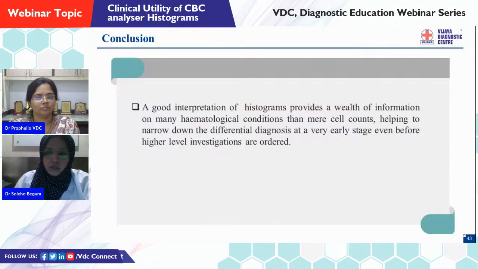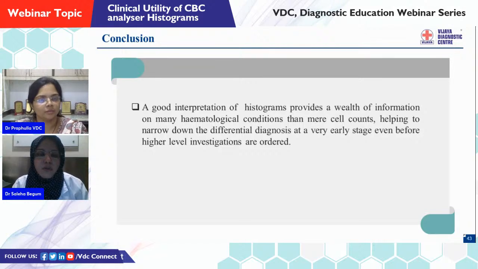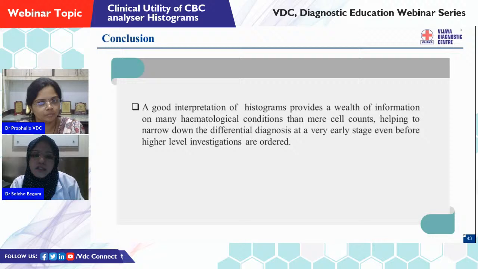So that's all for a good interpretation. I have come to the conclusion of this webinar. A good interpretation of histograms provides a wealth of information on many hematological conditions beyond mere cell counts, which helps us narrow down the differential diagnosis at a very early stage, even before other higher investigations are ordered. In these lines we have to think whenever we are seeing a patient.